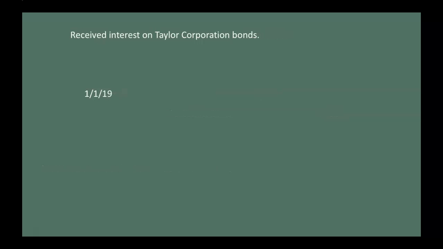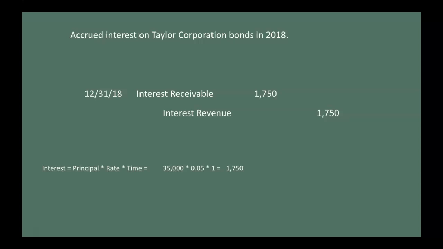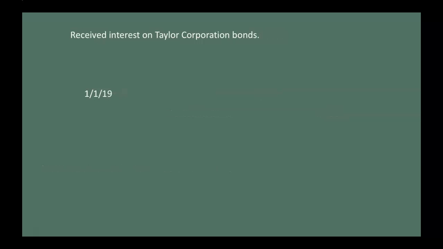Now the following day, we are receiving this interest. So we put it into interest receivable back here on December 31st. We are now going to take it out of interest receivable and show that we are getting the money here on January 1st of 2019. So we debit cash and credit interest receivable for that 1,750 that we had just calculated on the last slide.